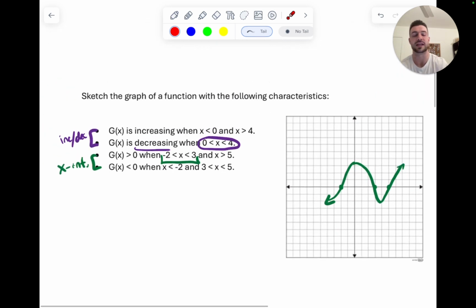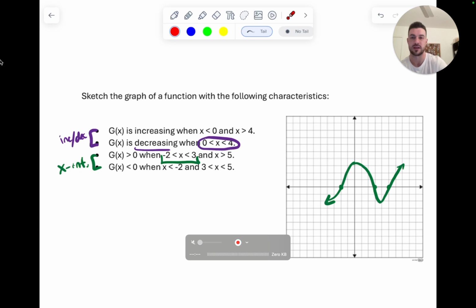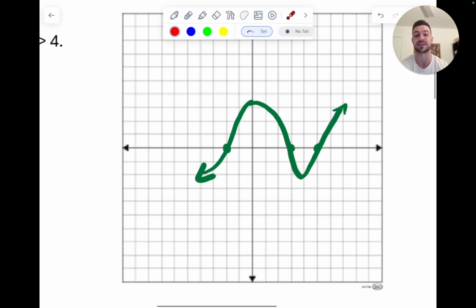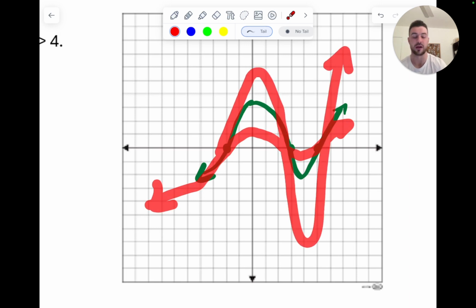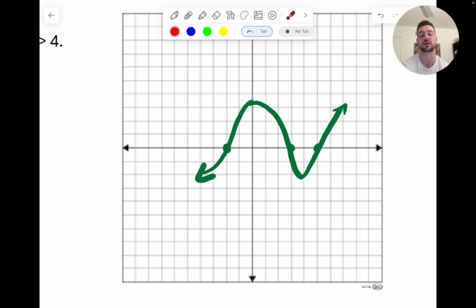And you know, the key to this is in the directions. It says sketch the graph of a function with the following characteristics, not the function. There are lots of different options. Yours does not need to look exactly like mine. It could be much more shallow if you wanted it to be. It could be much more steep if you wanted it to be. As long as we are meeting those characteristics, we are good to go.